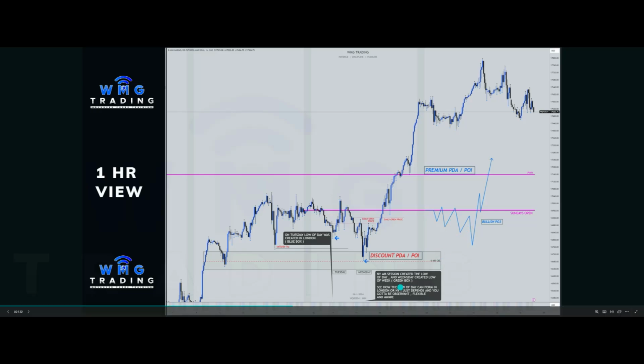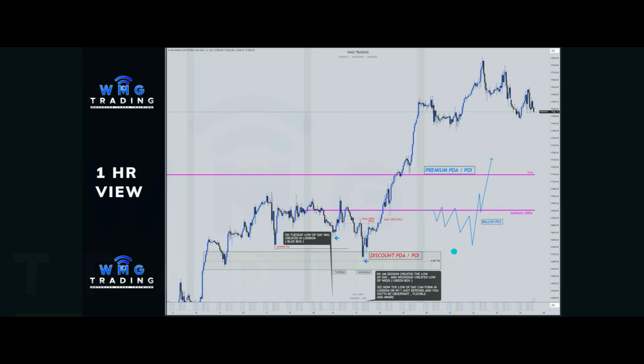We can also see how this New York AM session created the low of the day. You see this little green area right there, where the little bubble's at? That green area is AM session. In the previous video, I talked about how London session many times is the creator of the high or low of the day for daily ranges.